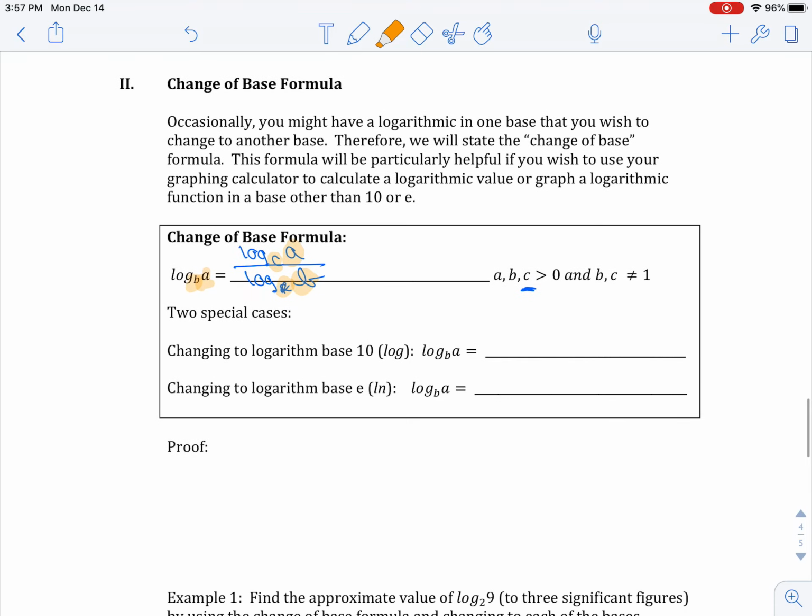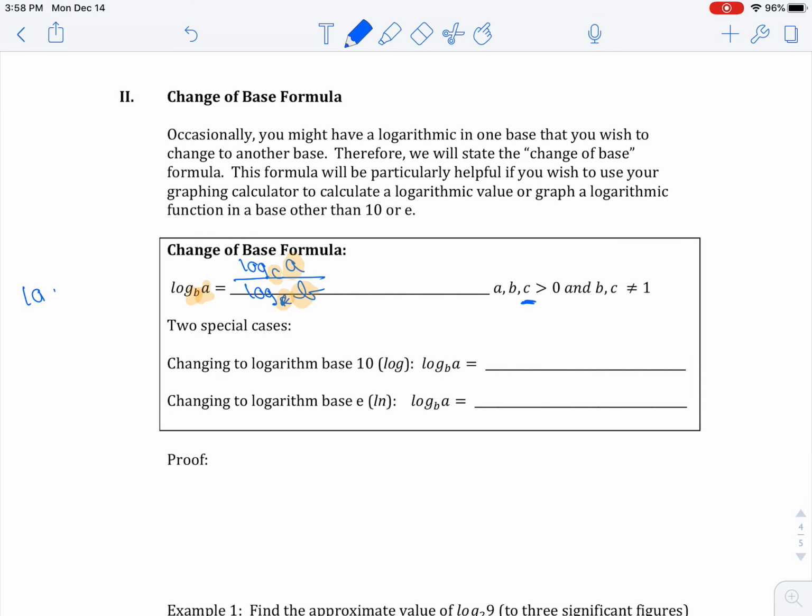There are a couple special cases of this because most of the time, if you had log base 4 of 7, you would want to change it into log base 10 or log base e. If you want to change it into log base 10, then for log base b of a, all you have to do is let c equal 10. Substituting that in, I get log base 10 of a divided by log base 10 of b. And remember, log base 10 is just the same as log. So log a over log b.